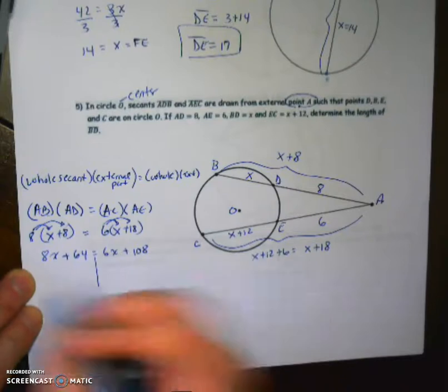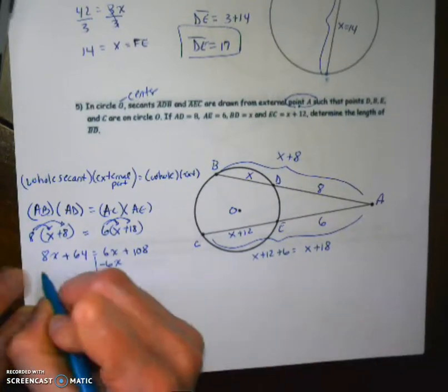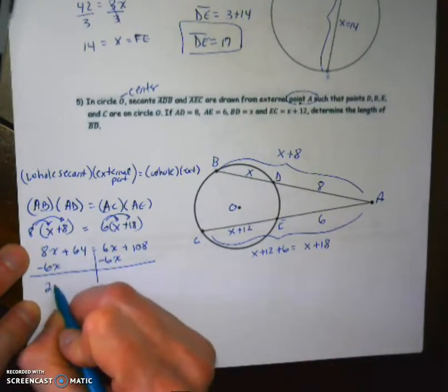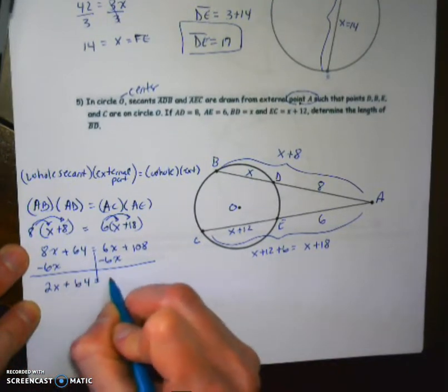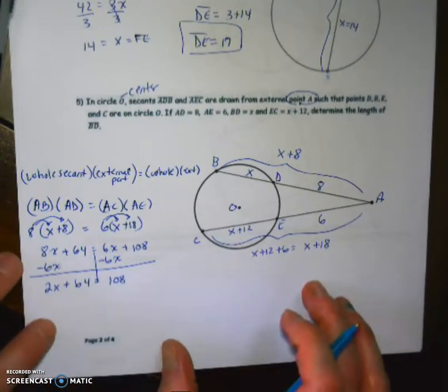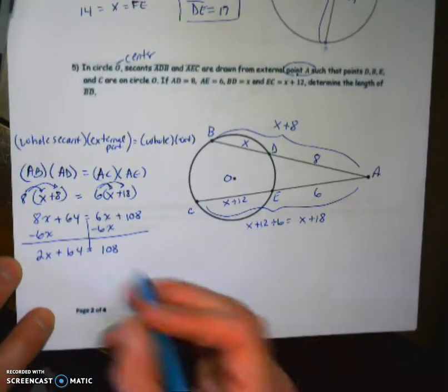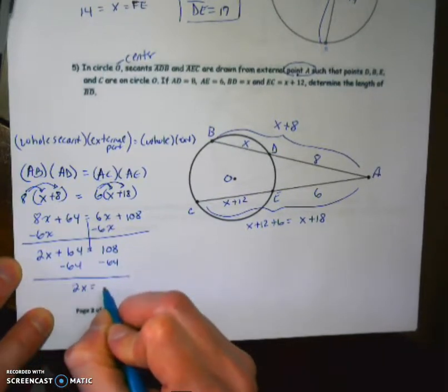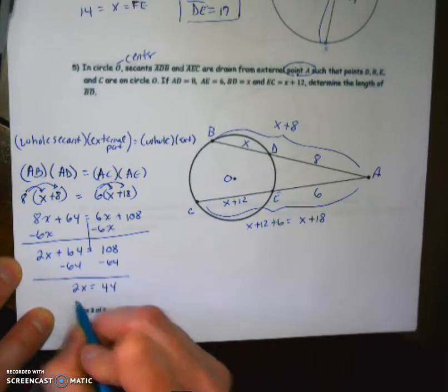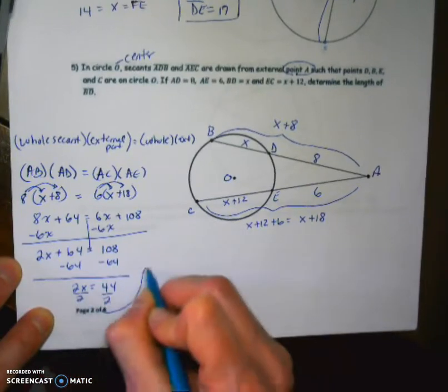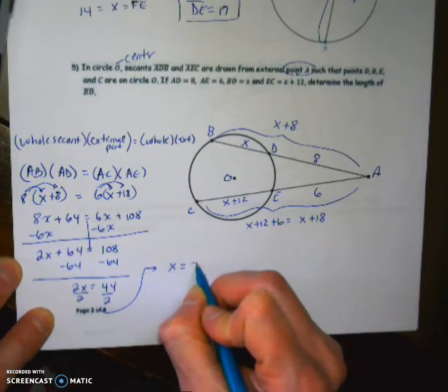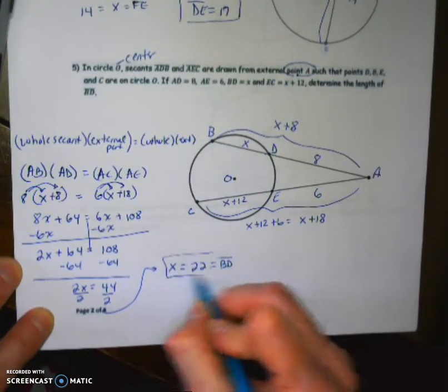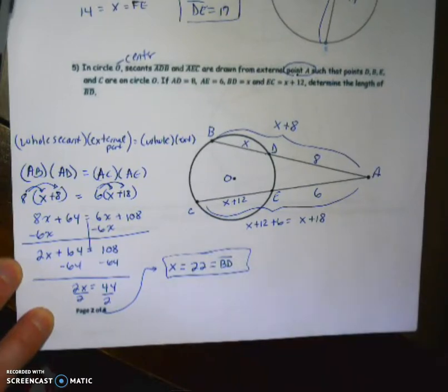Now, there's four different ways to start this. I like to have all my X terms on one side, so my first step is going to be to subtract 6X from both sides. So 2 times X plus 64 equals 108, and always feel free to pause the video, try it on your own, you could always come back. I'm going to subtract 64 from both sides to get 2 times X equals 44, and then I'm going to divide by 2, and that's going to give me X to be 22, and we said X is actually equal to the length of BD. And you are done with this problem.